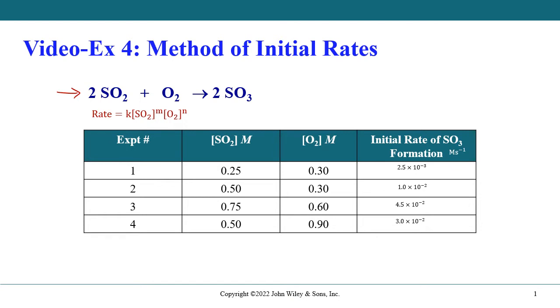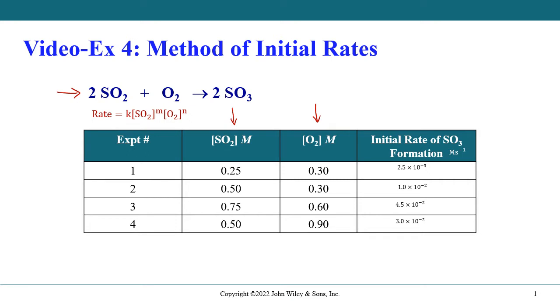Now remember what you're required to do. You need to look and see where we can keep the concentration of one species constant while varying the other species. So where can we keep SO2 constant and vary the concentration of oxygen? And similarly, where can we keep oxygen constant and vary the concentration of SO2? Well, let's have a look at this.